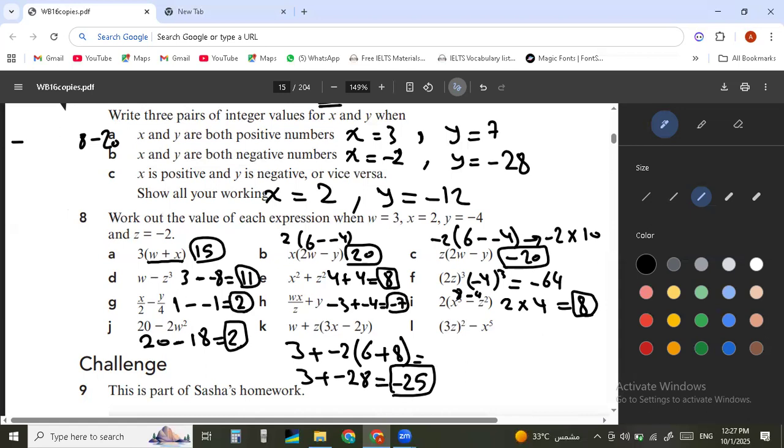The last question over here, 3 multiplied by z. 3 multiplied by z is going to become what? Z is -2, so it's -6. But -6 is squared, so it is 36, minus x to the power of 5, which means 2 to the power of 5, which means 32, equals 4.